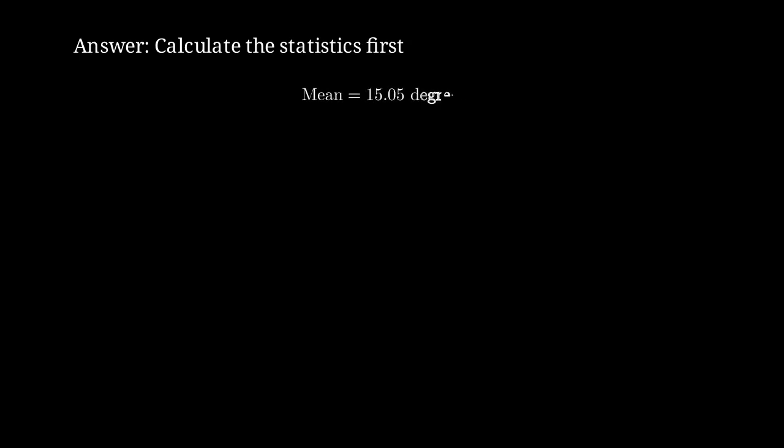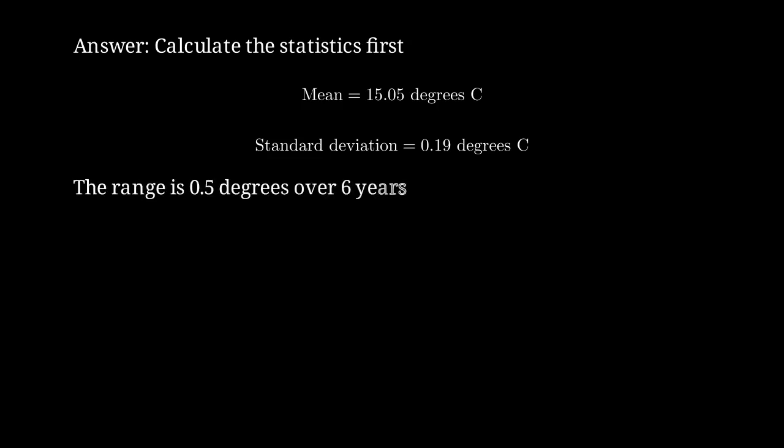The mean temperature is 15.05 degrees Celsius. The standard deviation is 0.19 degrees Celsius. This is quite small, indicating low variability. The total range is only 0.5 degrees over 6 years. That's less than 0.1 degrees per year on average.